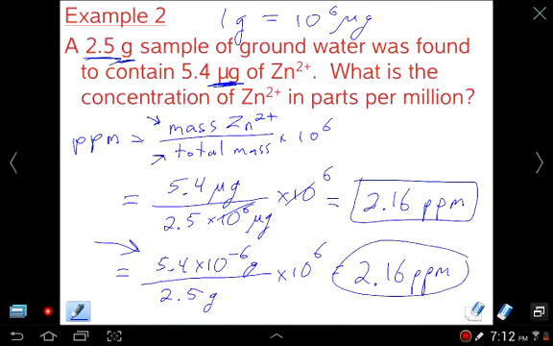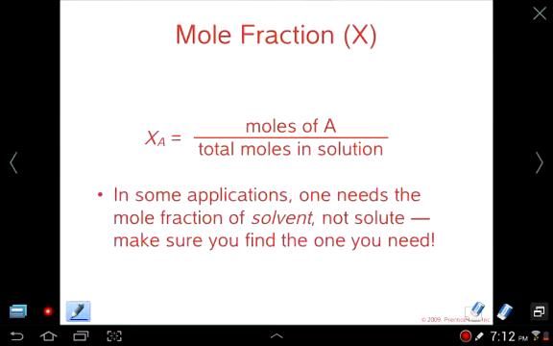Alright, let's take a look at the last few. Mole fraction, which we've seen in chapter 10, is very similar to this idea of percent or parts per million, except it's not in terms of mass, but in terms of moles. So you take the moles of your solute divided by total moles on the bottom. And sometimes we use this. Actually, there's a special application, as we'll see later on, for this.